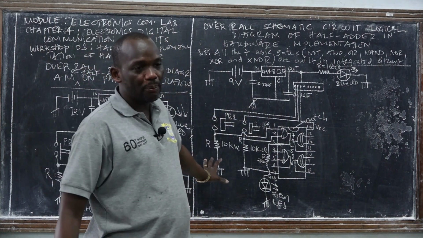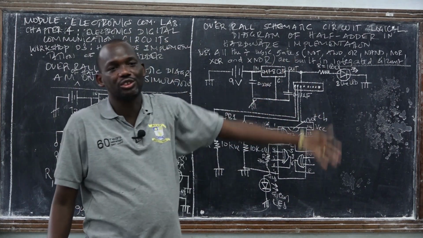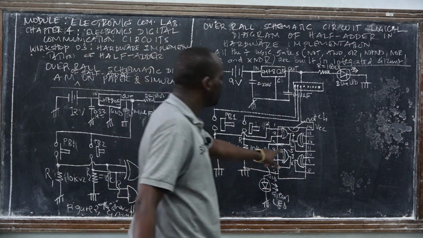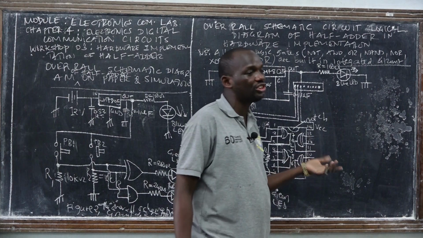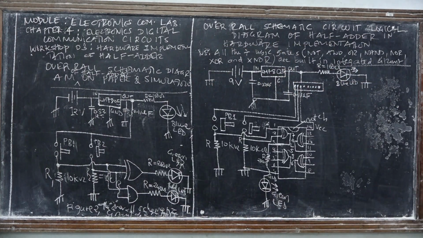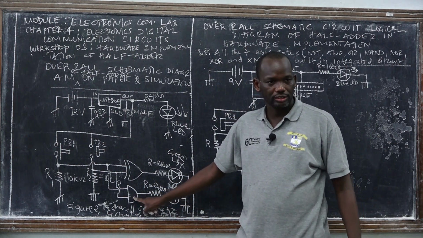So we are done with the part of sum. We just need to use only one exclusive OR gate. We don't need to use the others for this design. But for you, in order for the circuit to work, let me use all the exclusive OR gates. Are we together? Okay. Then we have this part of carry.